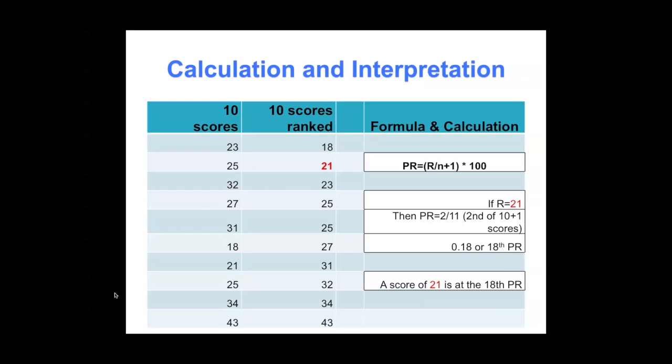So in this example, we have the response of 21 is the second rank ordered from low to high, and it is divided by 11 because we've got 10 scores, and that equals 11 for the denominator. As we would expect, the second ranked score from the bottom is at the 18th percentile rank.